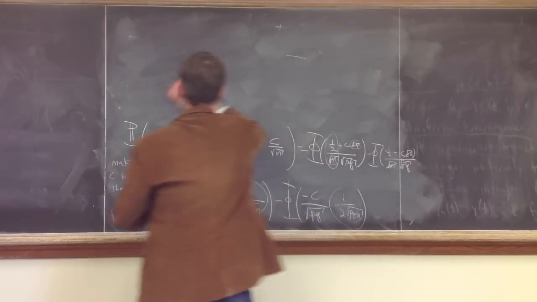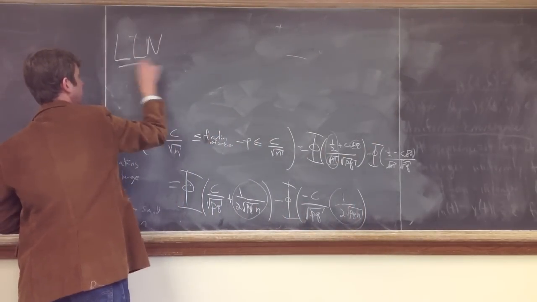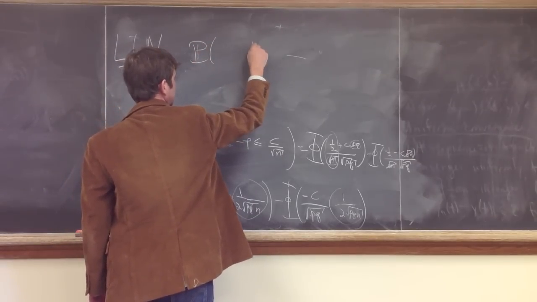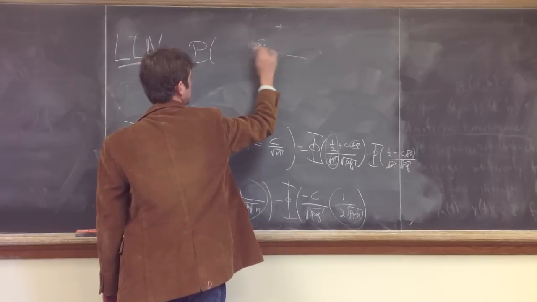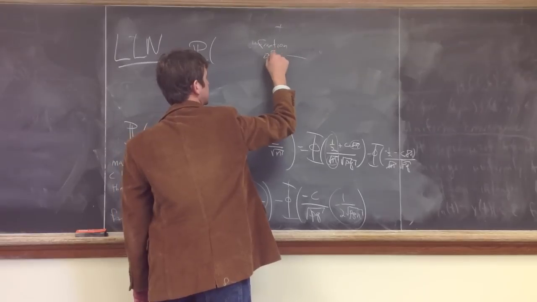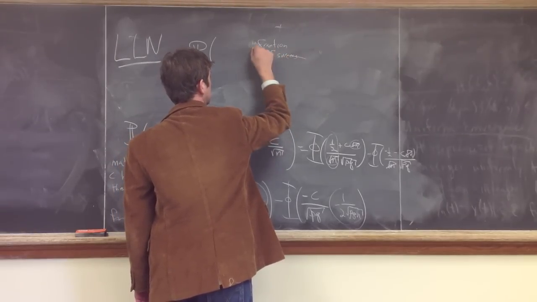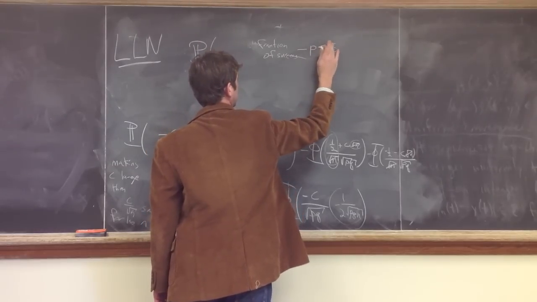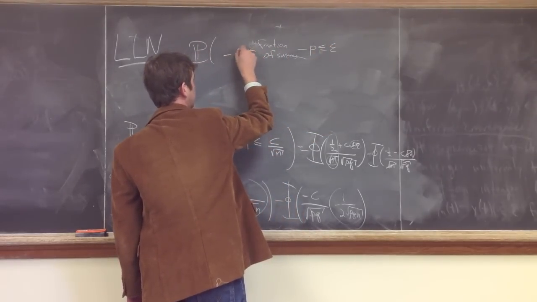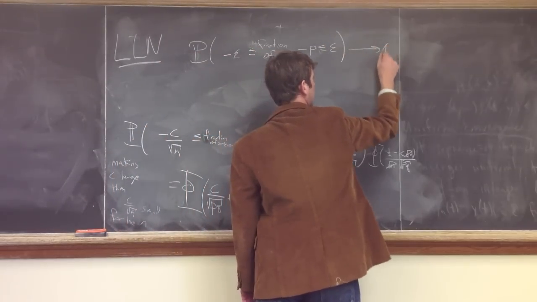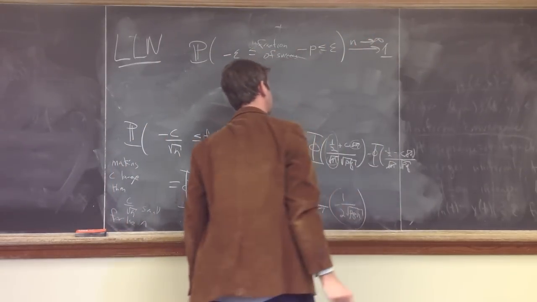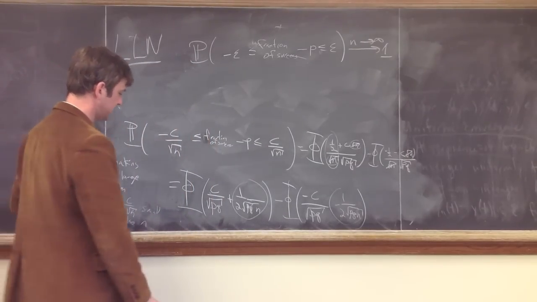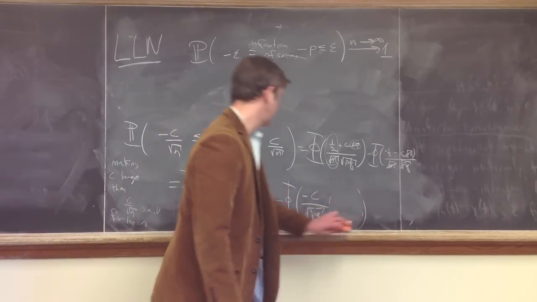And so what we discover is something which is often called the law of large numbers, which says the following. The law of large numbers says that the probability that the fraction of success minus p is less than epsilon and greater than minus epsilon goes to 1 as n goes to infinity.